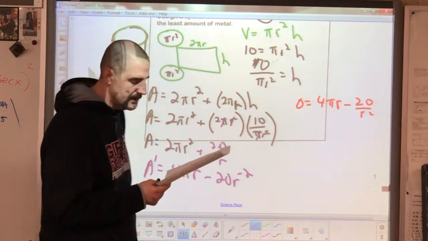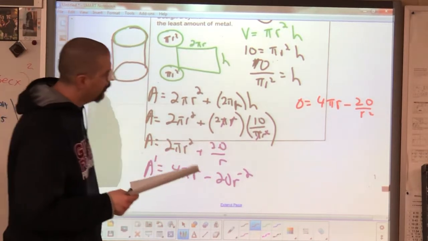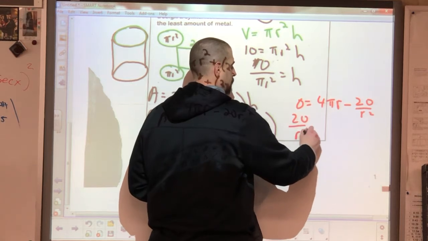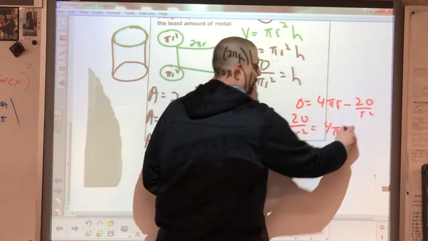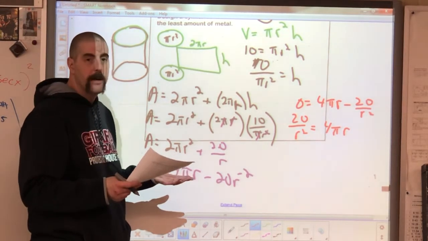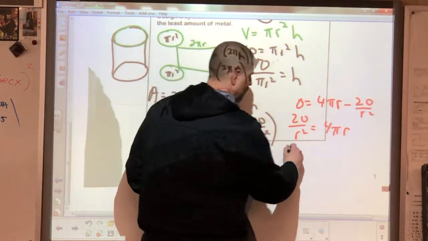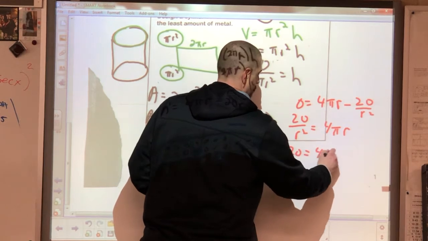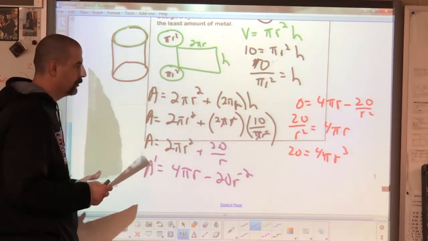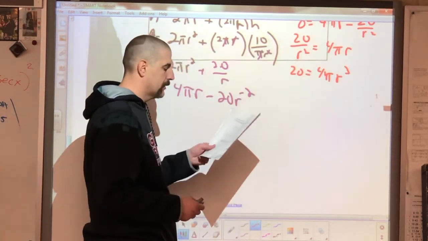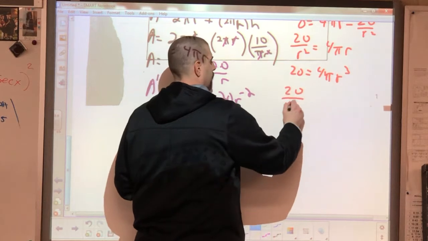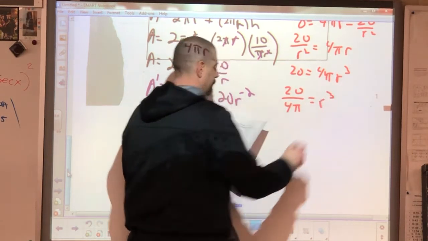Now again, solving this is a little difficult, but you should be able to do it. So you're going to get 20 over r squared equals 4 pi r. Okay. Again, you want to multiply both sides by r squared. So you'll get 20 equals 4 pi r cubed. So now we're solving for r. So you're going to get 20 over 4 pi equals r cubed.